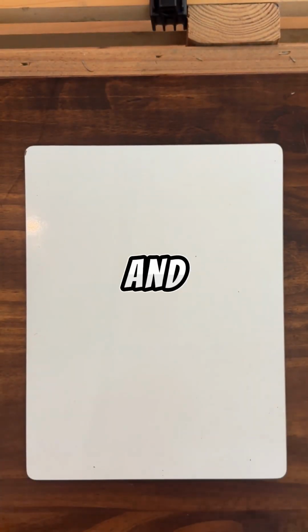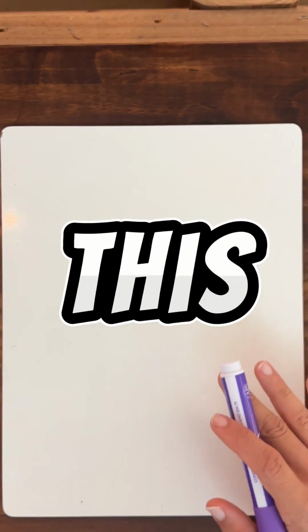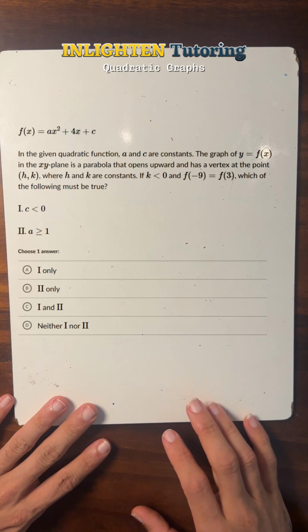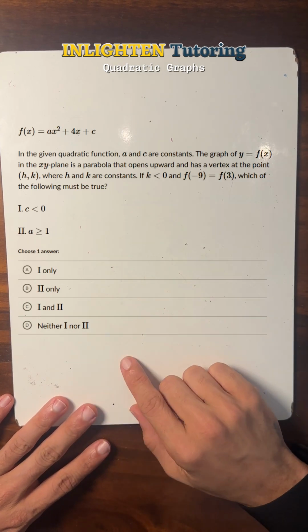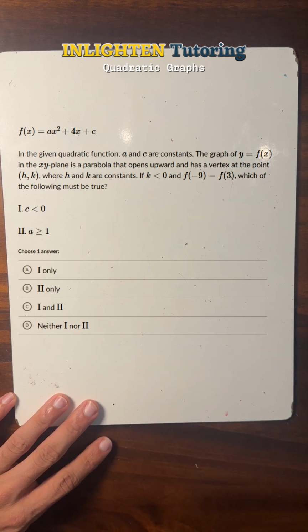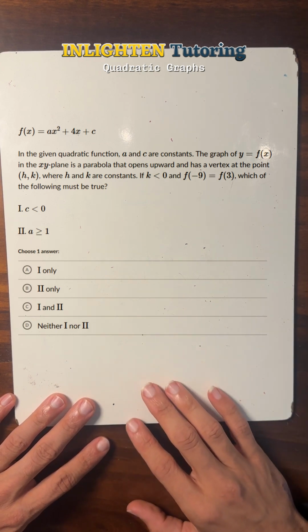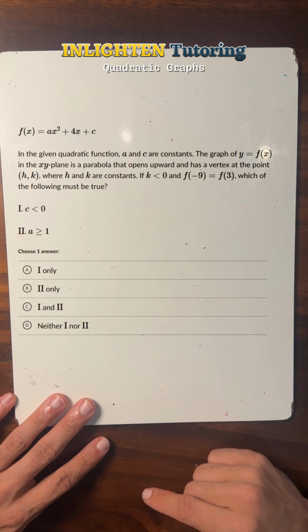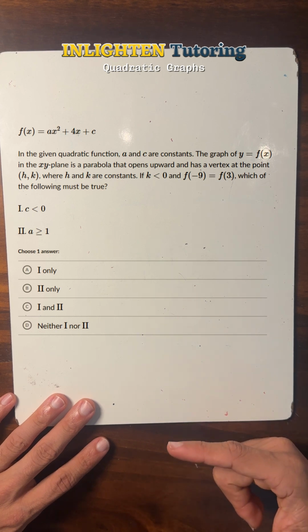Taking a big math test and you get a question like this. It says f of x equals ax squared plus 4x plus c, the given quadratic function, where a and c are constants. The graph of y equals f of x in the xy plane is a parabola that opens upward and has a vertex at the point (h, k), where h and k are constants.